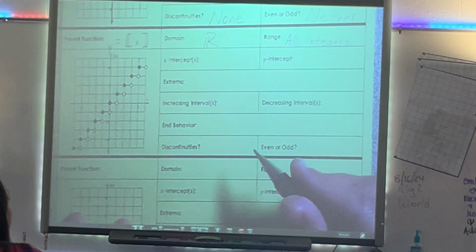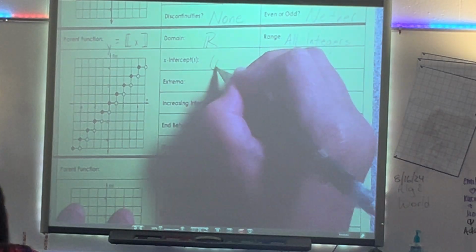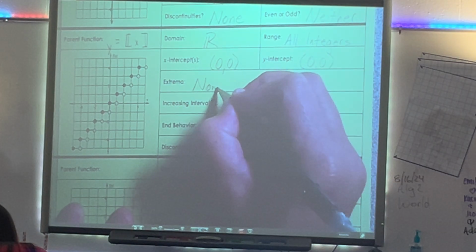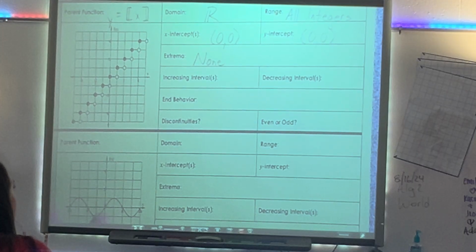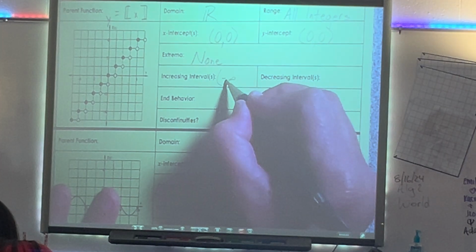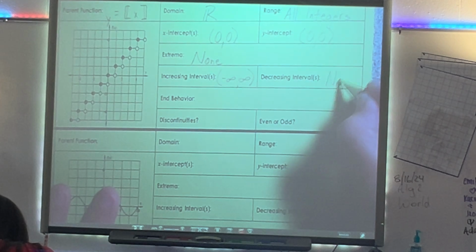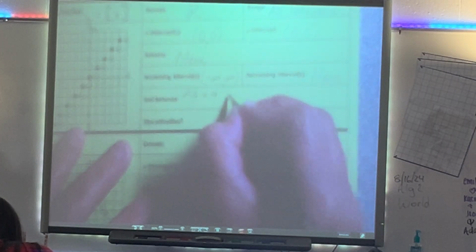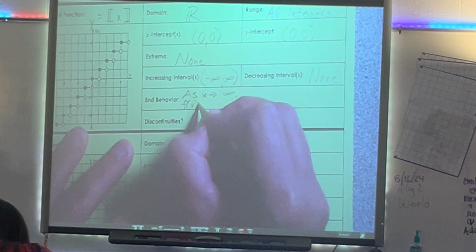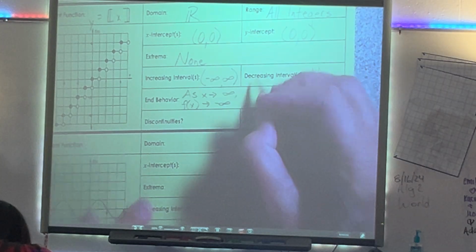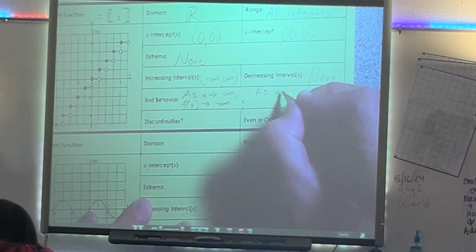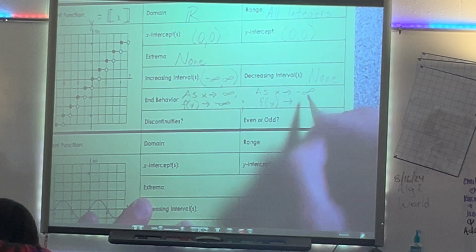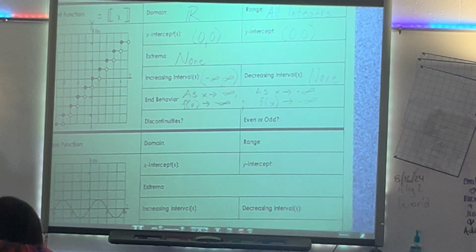So the x-intercepts here are going to be at 0, 0, y-intercepts also at 0, 0. There are no extrema. I said we won't spend very much time on this graph at all. We'll talk about it a little bit, but not very much. Increases from negative infinity to positive infinity, does not decrease. As x approaches infinity, f of x approaches negative infinity. And as x approaches negative infinity, f of x approaches negative infinity. So it's a whole lot like the linear function.